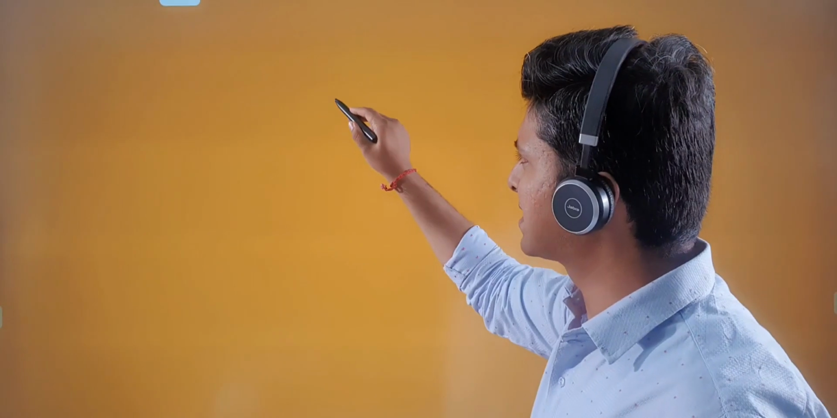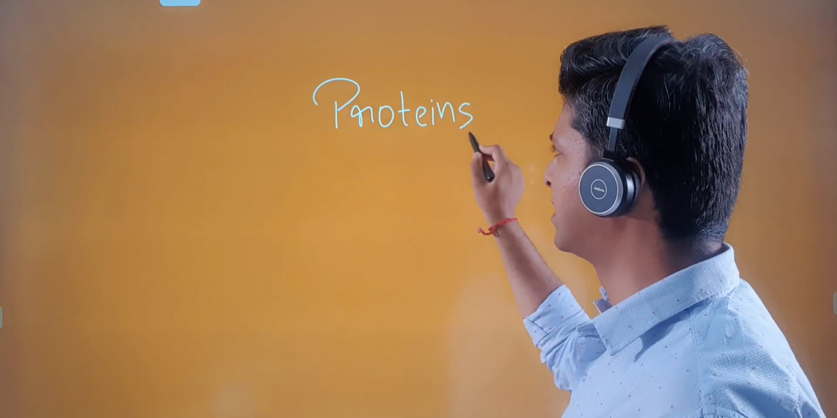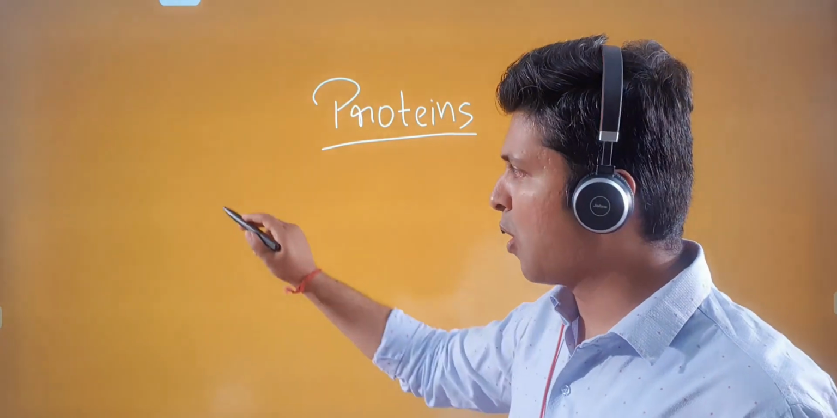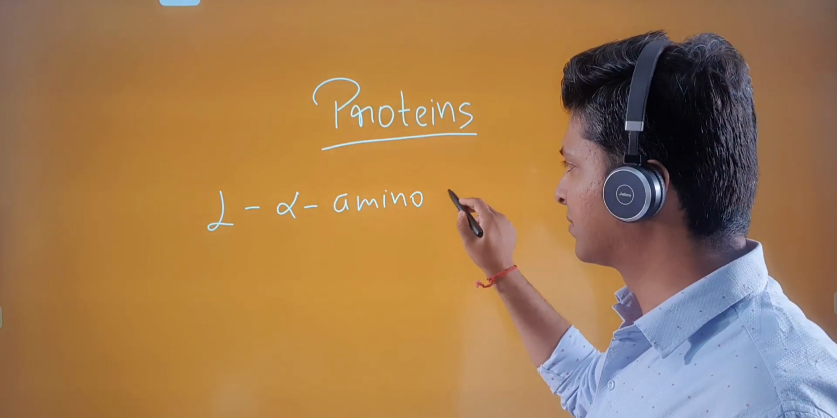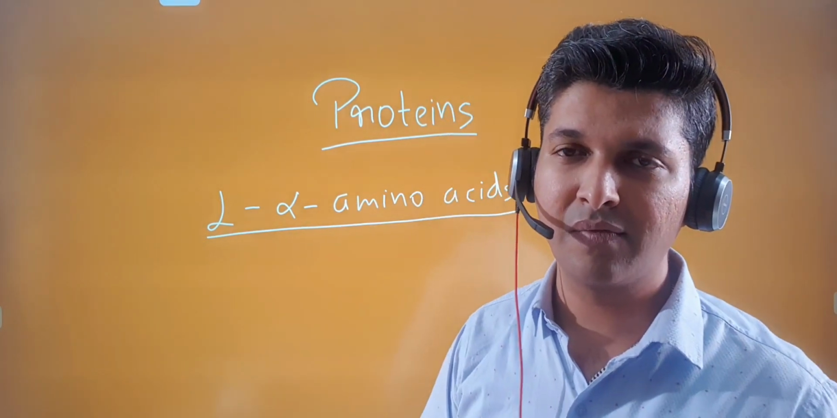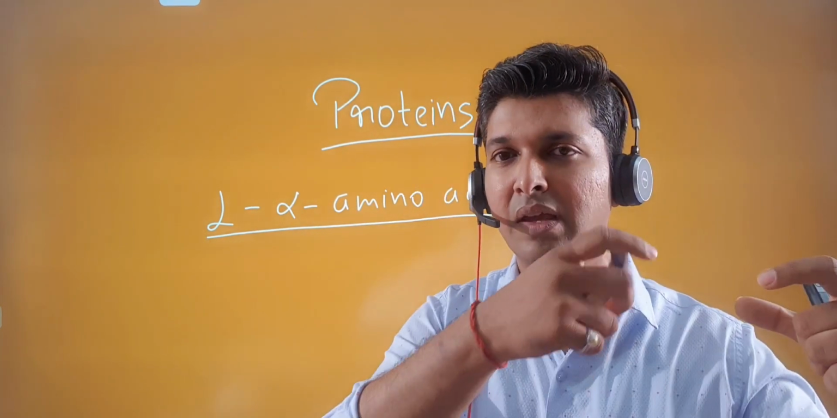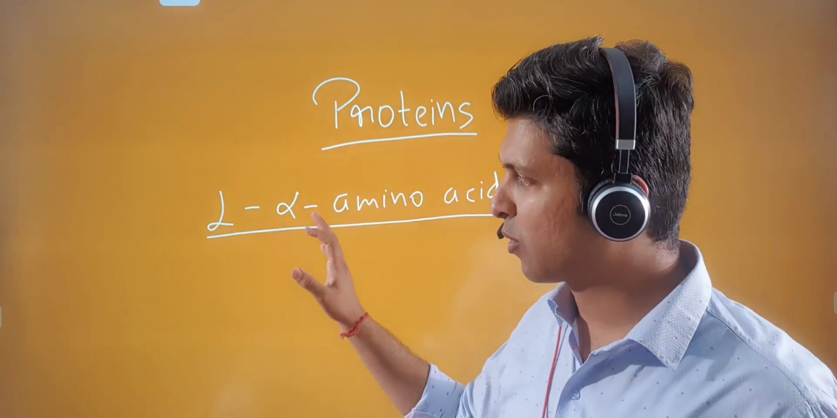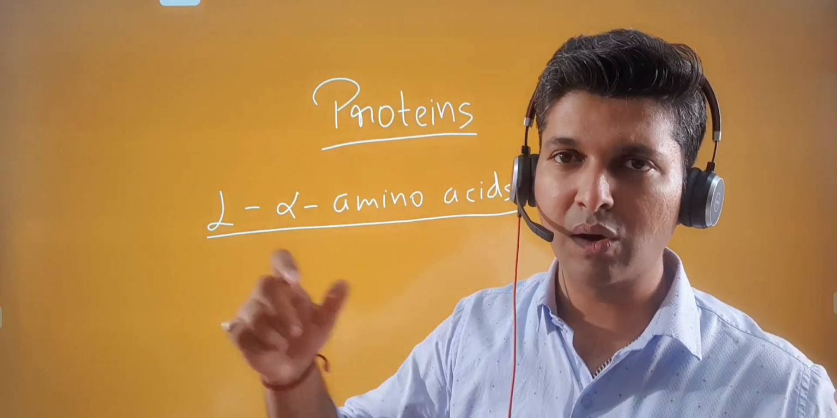So you must have guessed it, we are on part 6 of biomolecules and we are going to deal with proteins today. So proteins are long chain polymers of L-alpha amino acids. Now, what do you mean by long chain polymers of L-alpha amino acids? Like last time when we were doing polysaccharides, I told you that a garland is having many flowers. Similarly, the protein is having many amino acids connected with each other. So it's a long chain of amino acids.